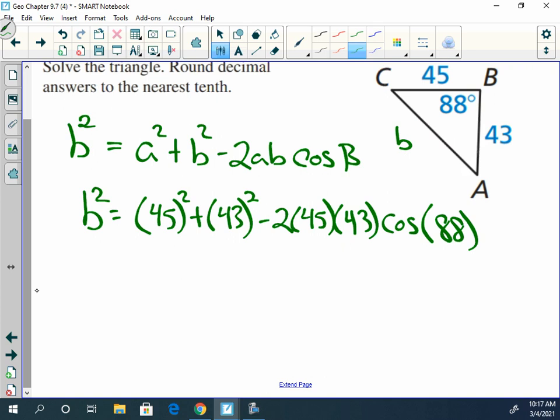So really, whatever side length we're missing, it could be A or B. It's really one of the other side lengths squared plus the other side length squared minus 2 times those side lengths times cosine of the angle.